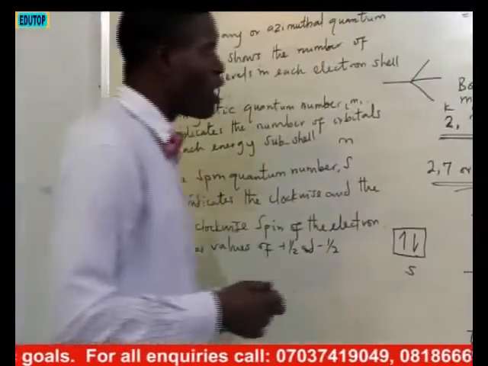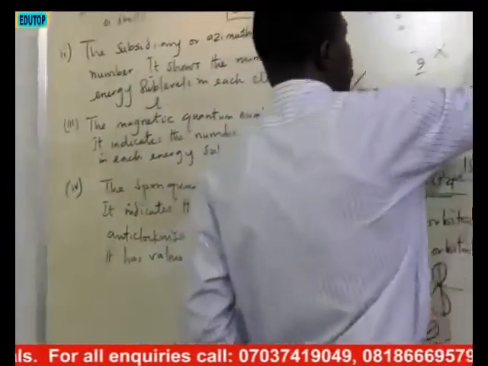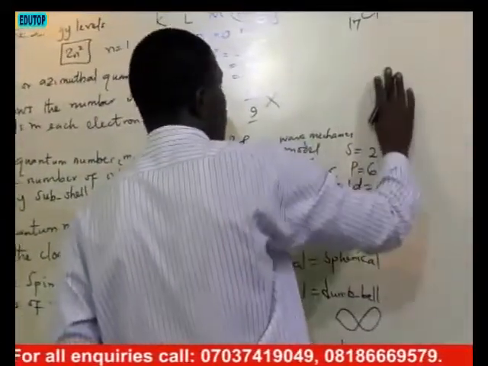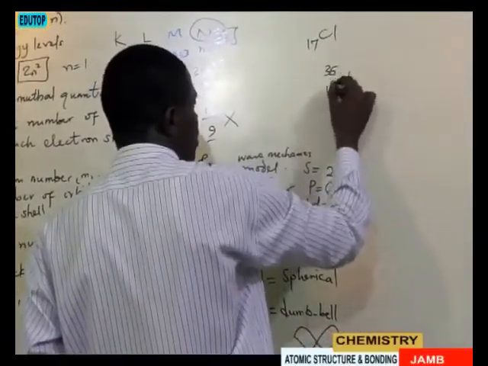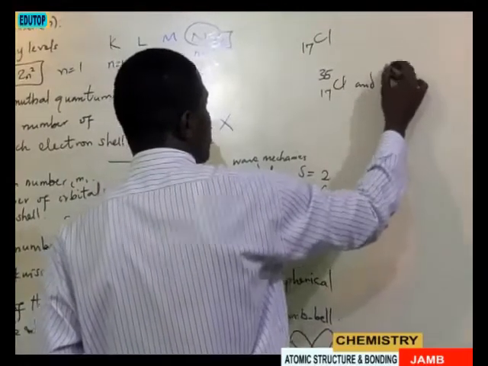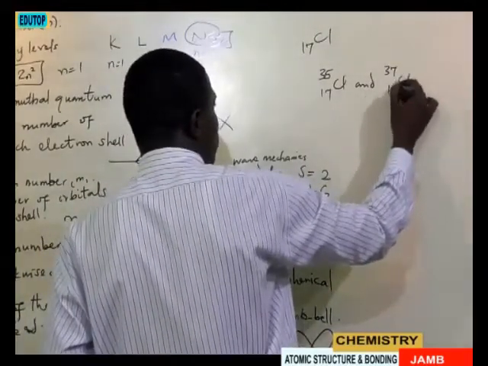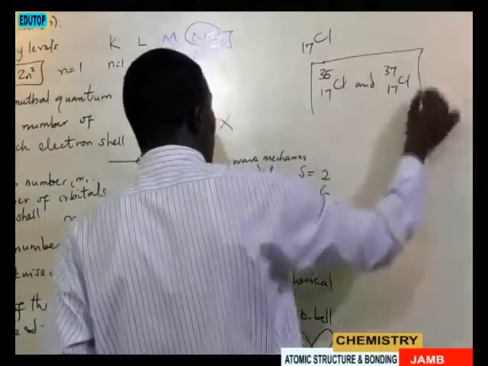So the next example of that isotope we are talking about is to pick fluorine as an example. Fluorine has atomic number of 9. So we have fluorine 35 17, and we also have 37 17 fluorine. So this is an example of what?